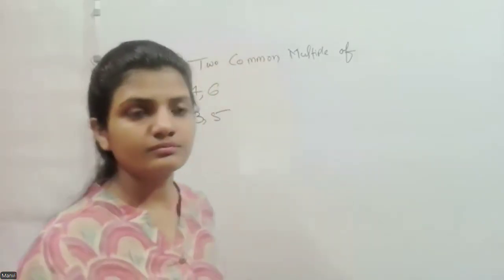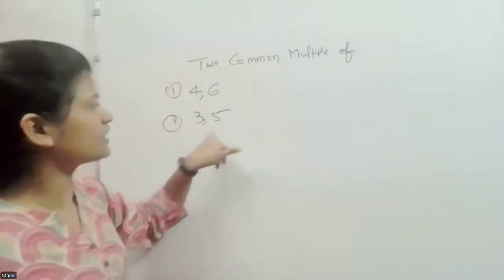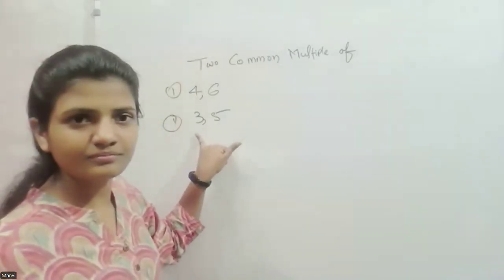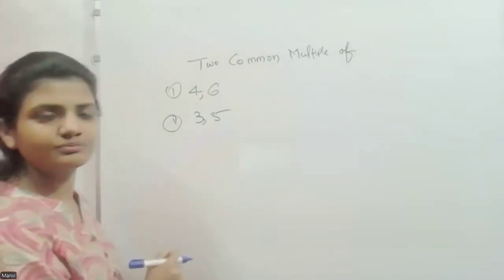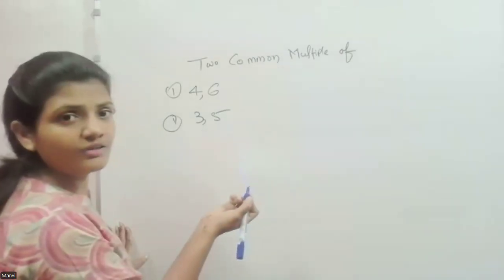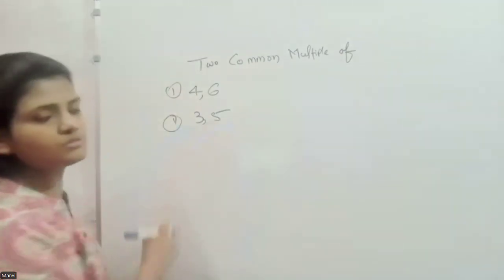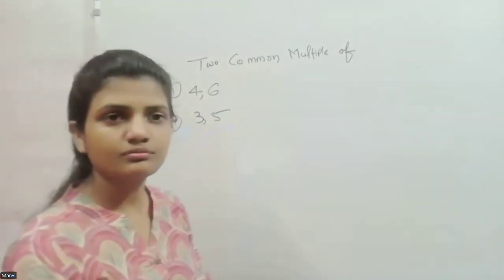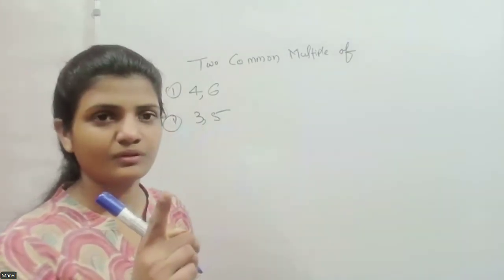Now I talk about LCM. Here 3 and 5, these both are prime numbers. So what will be the LCM of these two? 15. Yeah. So the LCM will always equal the product of these two, for prime numbers only.